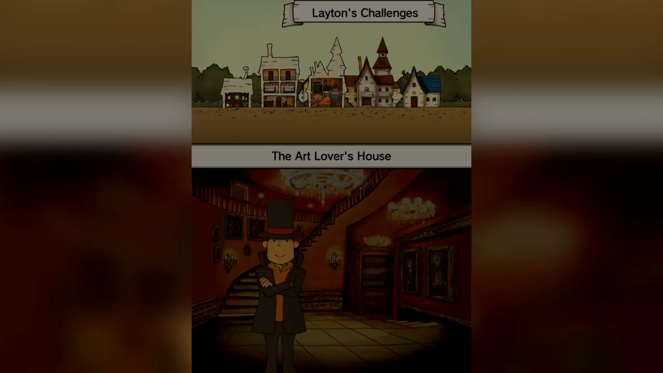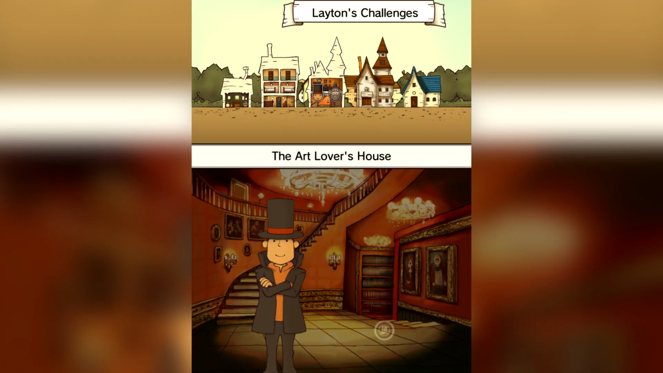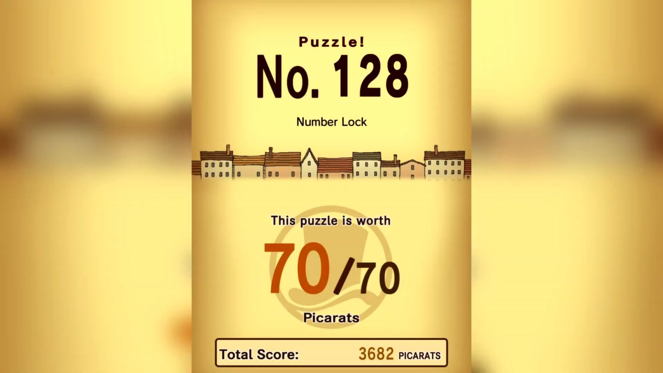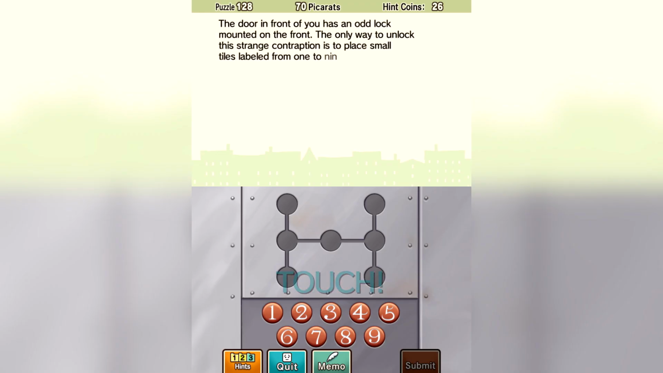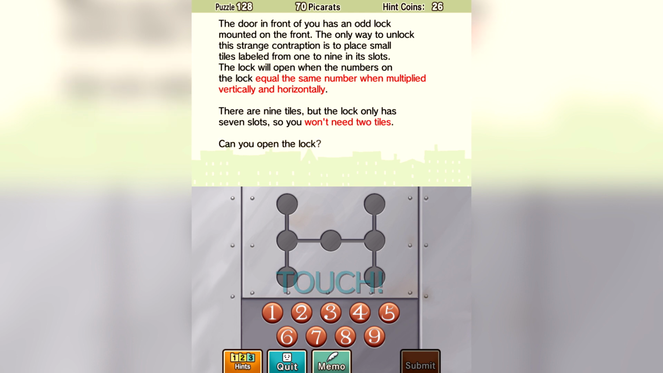Next up, number lock. Do give this puzzle a try. Number lock. The door in front of you has an odd lock mounted on the front. The only way to unlock this strange contraption is to place small tiles labeled from 1 to 9 in its slots. The lock will open when the numbers on the lock equal the same number multiplied vertically and horizontally. Oh god. There are 9 tiles, but the lock only has 7 slots, so you won't need 2 tiles.